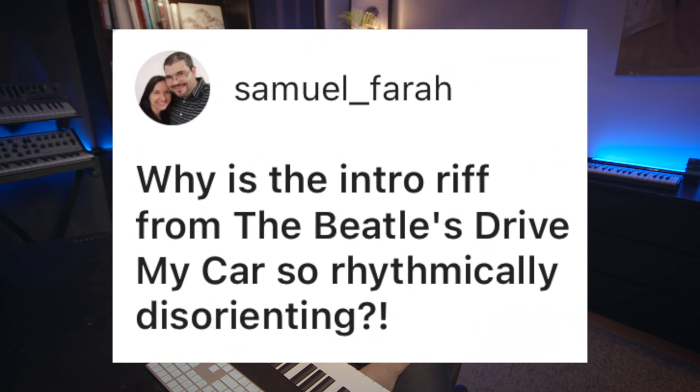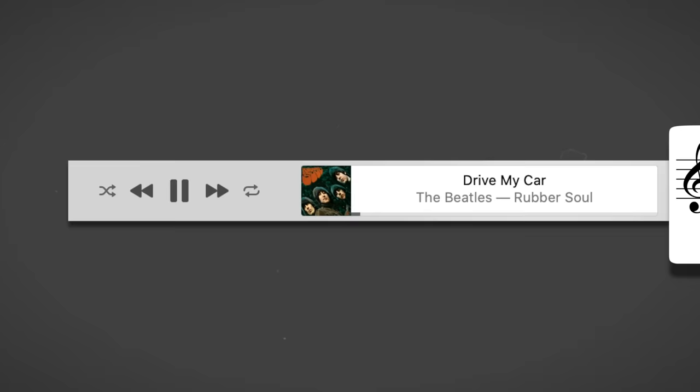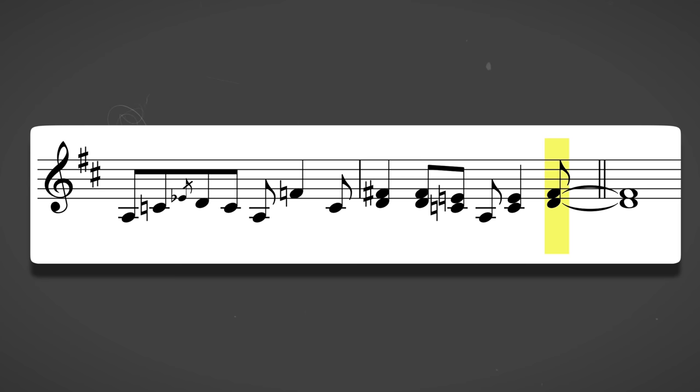Why is the intro riff from the Beatles' Drive My Car so rhythmically disorienting? Yeah, so let's check out this intro. It's got this nice blues-inflected guitar riff. But if we tried to count along to it, we'd run into some difficulties.